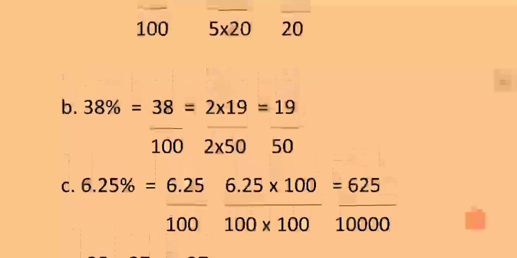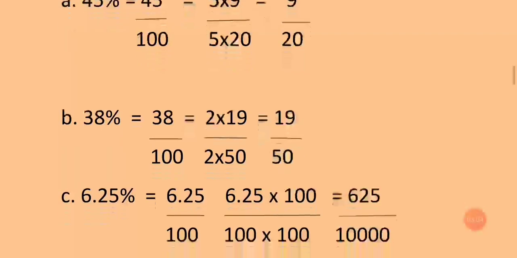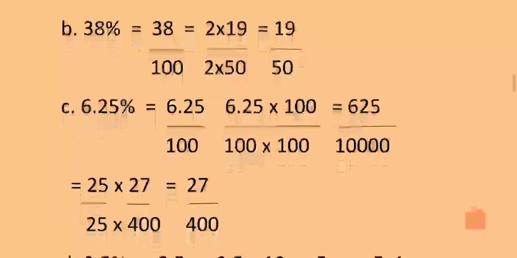B part, I have 38%. 38% likewise means 38 over 100. The highest common factor of 38 and 100 is 2. So 2 divides 38 19 times. 2 divides 100 50 times.